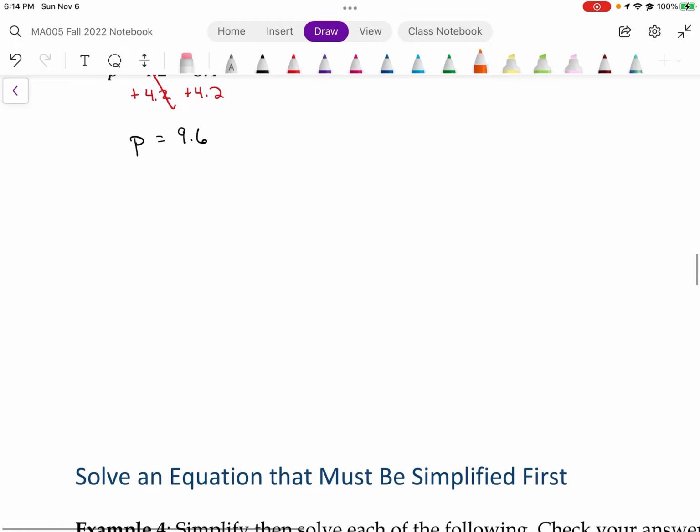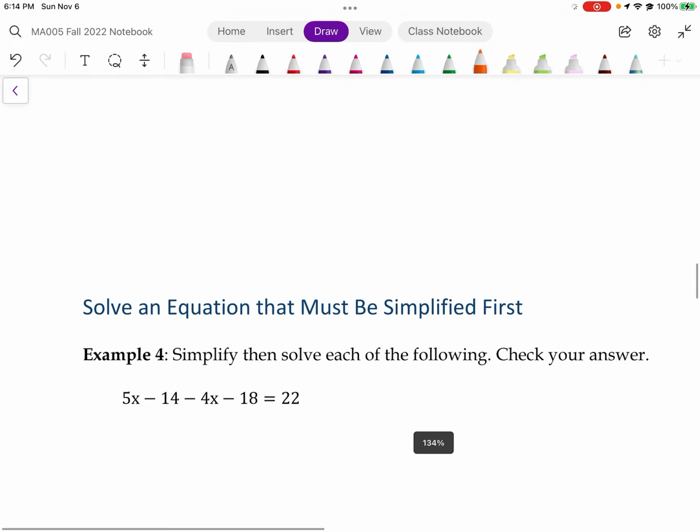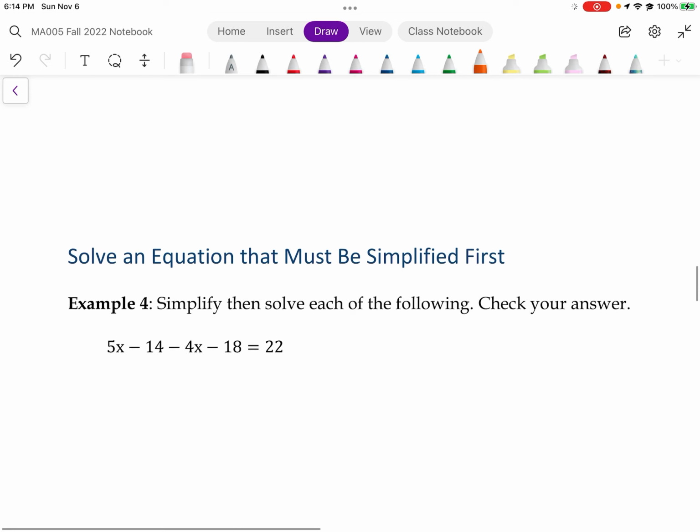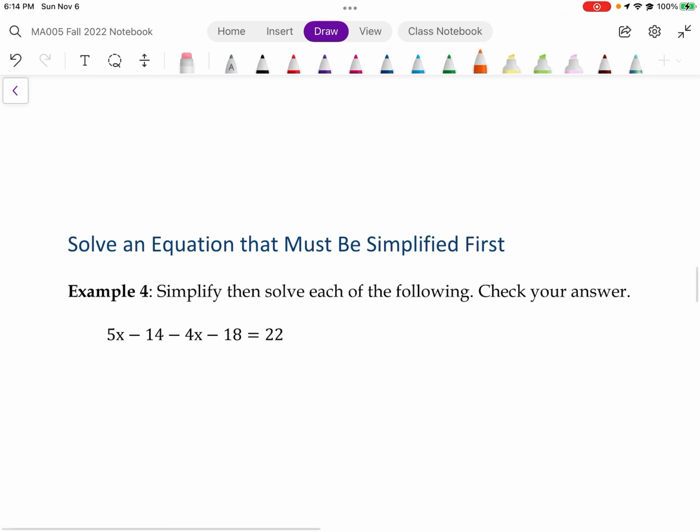All right, so moving on, solving an equation that must be simplified first. So we're going to solve these, but we need to simplify them first. So we're going to look for like terms. So 5x and 4x can be combined, and the constant terms can all be combined. So I'm just going to start on the left side. I'm going to ignore the 22 that's on the right side of the equal sign. I'm just going to work on the left.